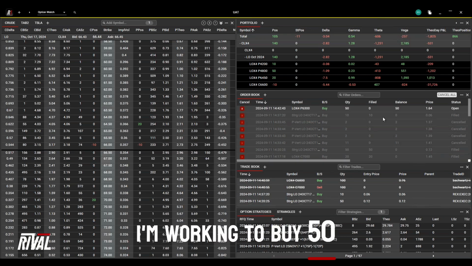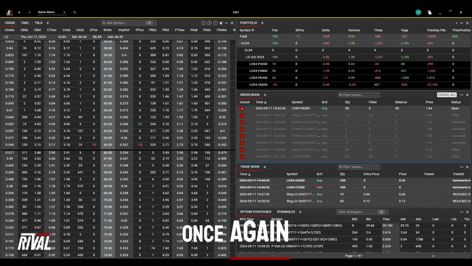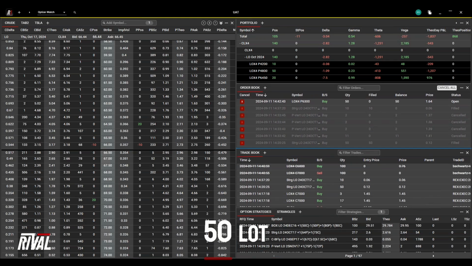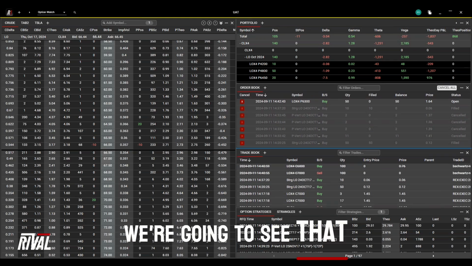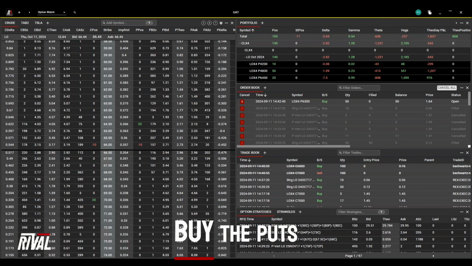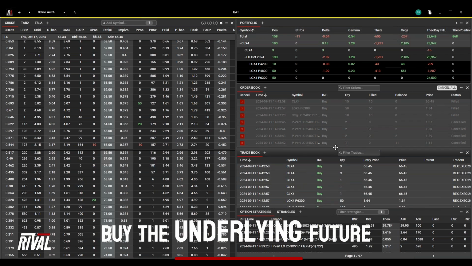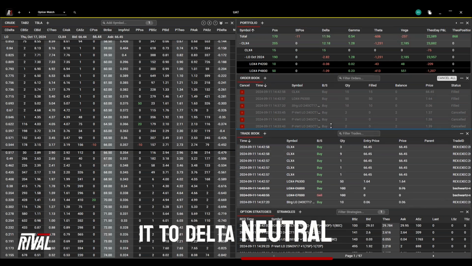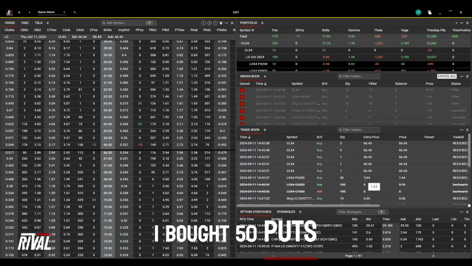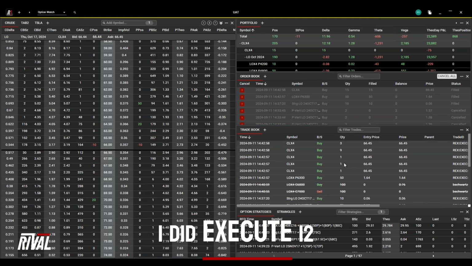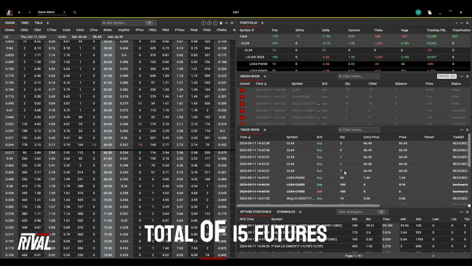I'm working to buy 50, $1.64. Once again, we have a slight delay with our internal matching engine, but once we do get filled on this 50 lot, we're going to see that we are going to buy the puts, and auto hedge will automatically buy the underlying future against it to get you delta neutral. So here I bought 50 puts with a 30 delta, that would be 15 futures. So we see that I did execute 12, 13, 14, 15, total of 15 futures on that order.